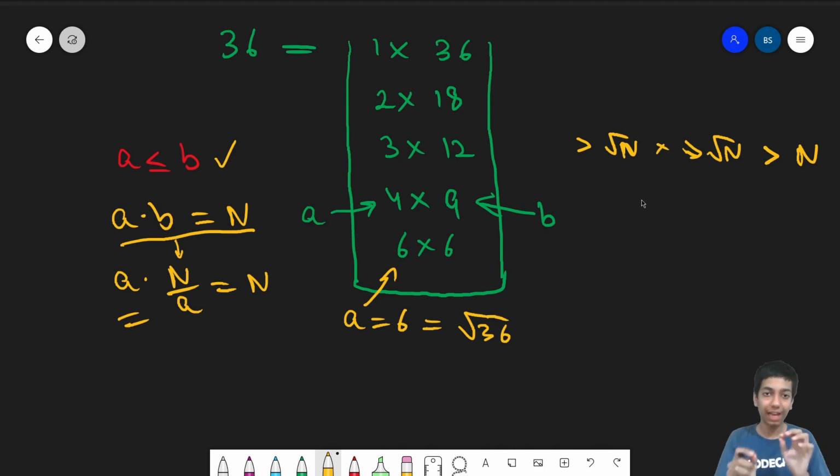So if we have any one of them, then automatically there would exist its cofactor also. That is, for A it would exist n by A, or if we take B then it would exist n by B, right? So even if we check for one, the other will automatically exist. So simply searching till square root of n is enough. If we find a factor till square root of n, then it's a composite number. If not, then it's a prime.